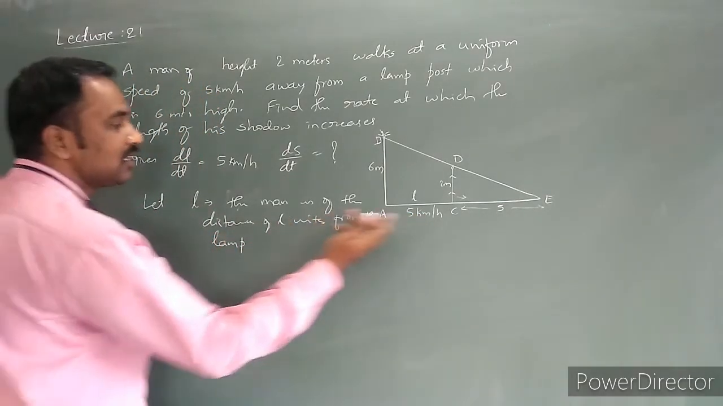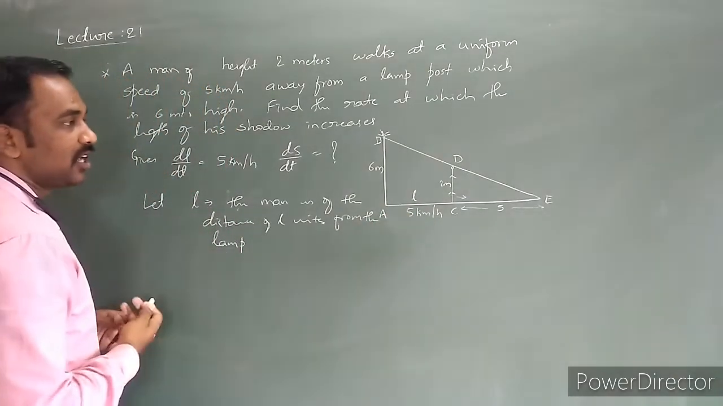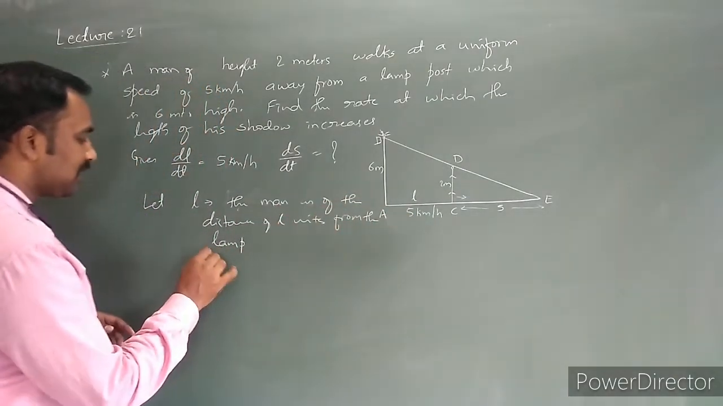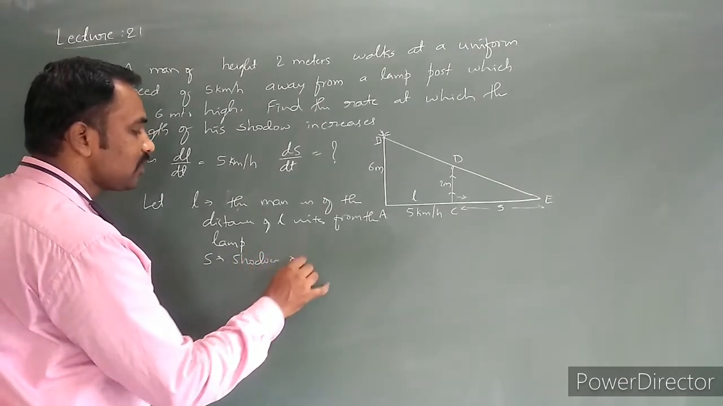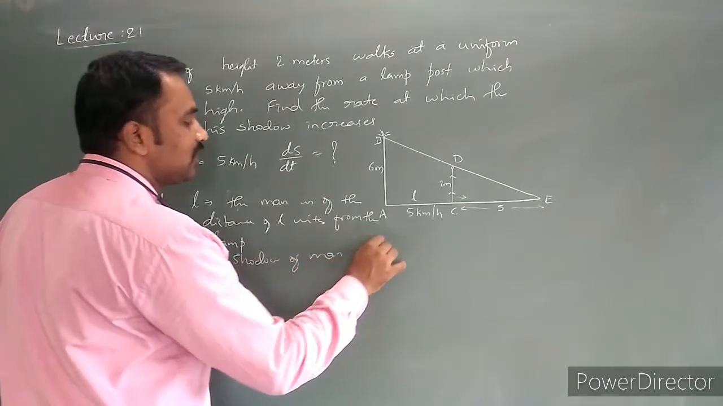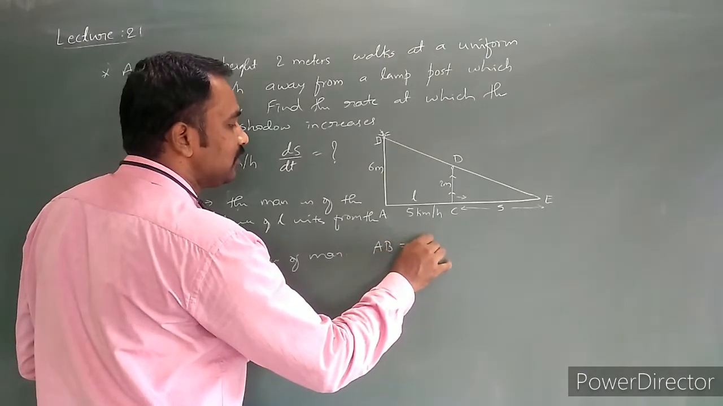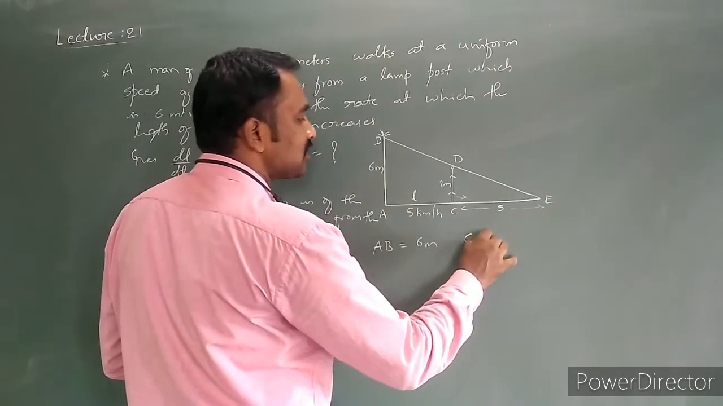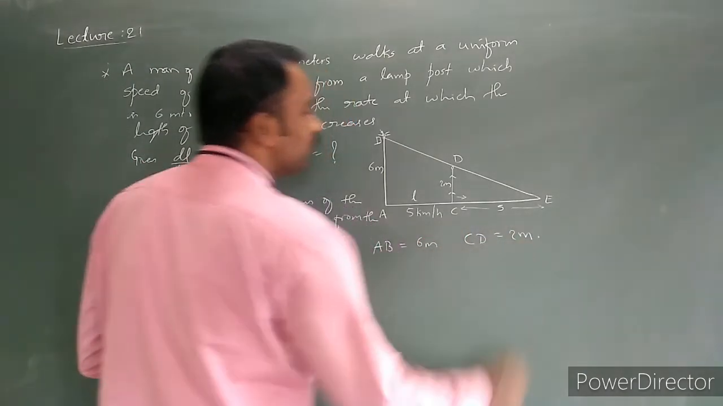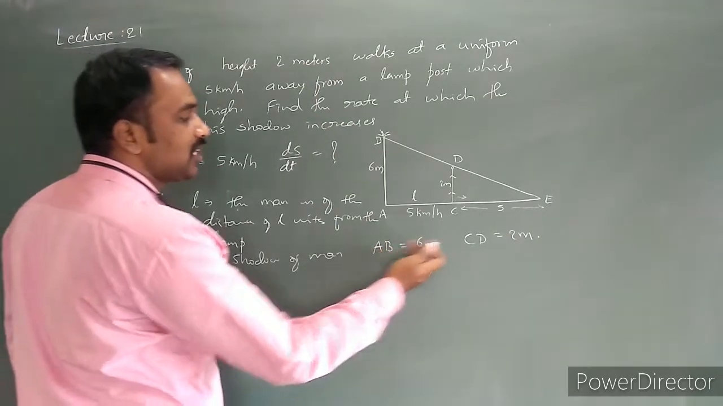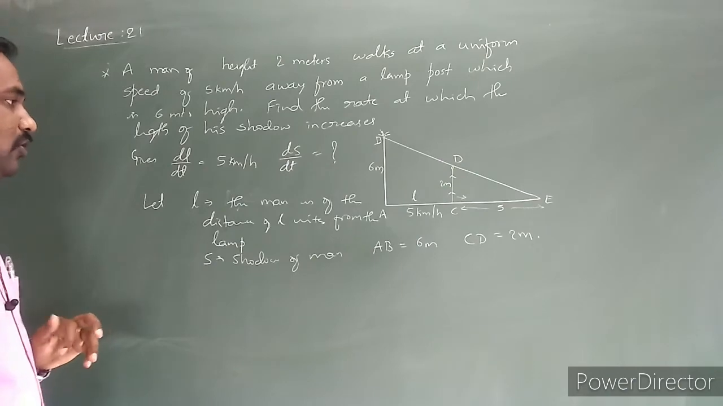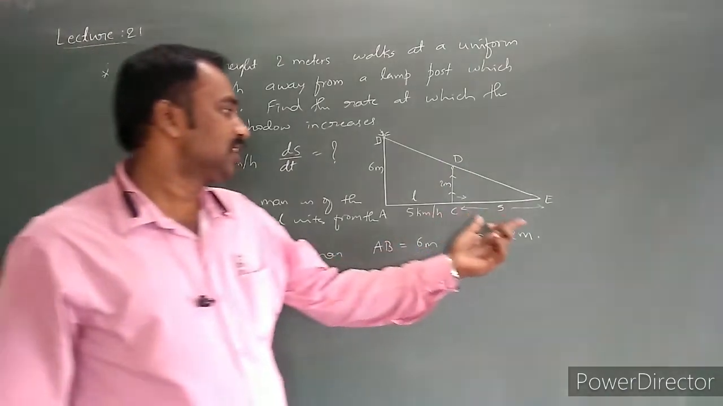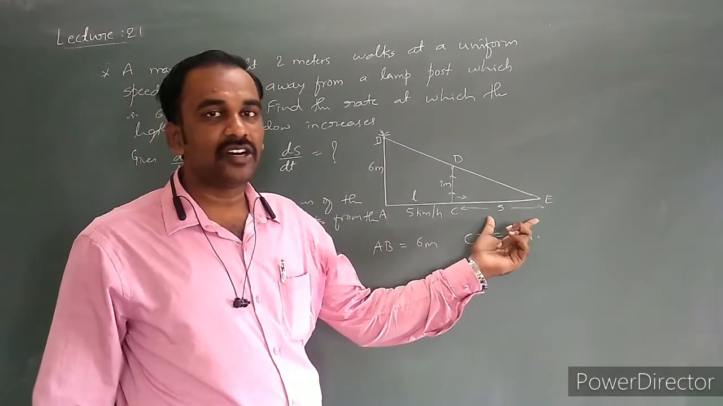L denotes the distance away from the lamp, and S denotes the shadow of the man. AB is equal to 6 meters. CD is equal to 2 meters. This is the height of the lamp. This is the height of the person. Now, how do you find whether the rate of change of the shadow is increasing or decreasing?